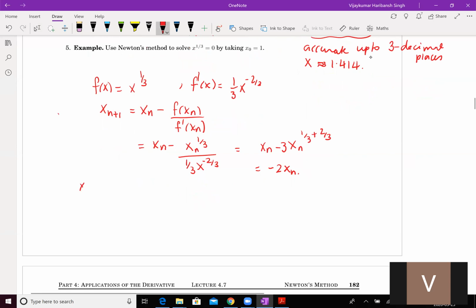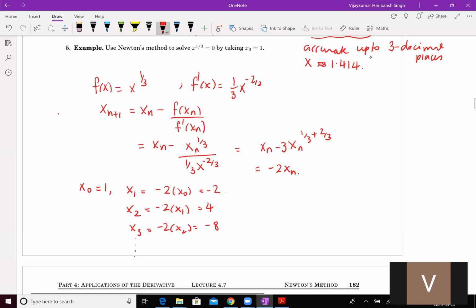So let's see. If you start with x0 as 1, your x1 is minus 2 times x0, which is minus 2. Similarly, your x2 is minus 2 times x1, which is 4. x3 is minus 2 times x2, which is minus 8. And so on and so forth, right?